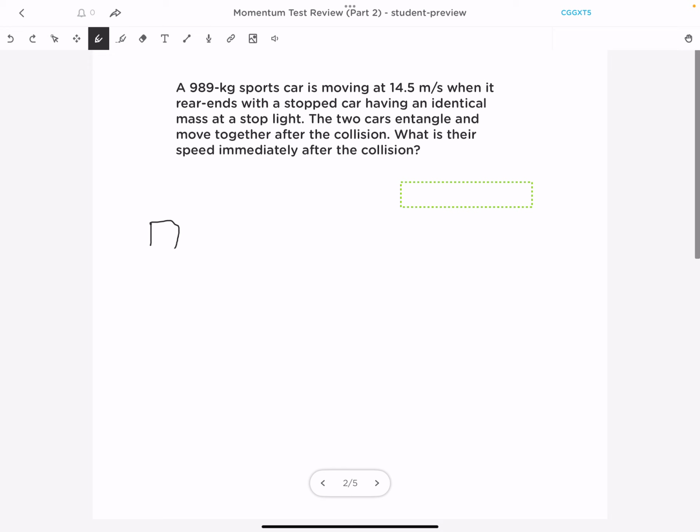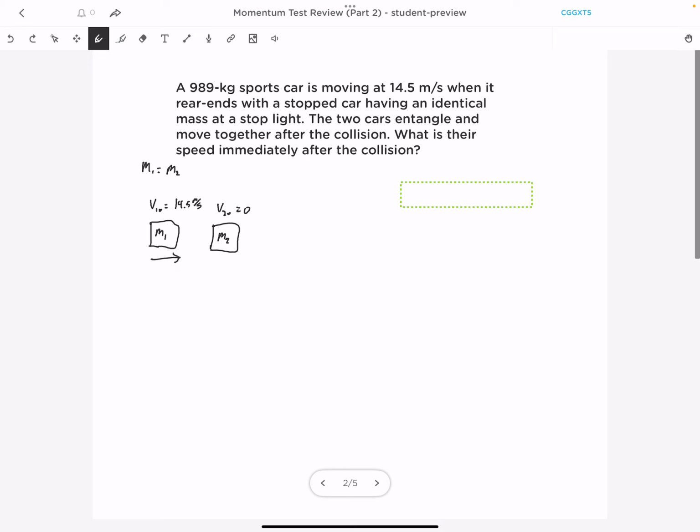Here we have a perfectly inelastic collision where the two cars are going to stick together, right? So here we have M1, we have M2. We know that they have to equal each other, right? Because it says so in the problem. So M1 is equal to M2, so they have identical masses. V2 naught here is equal to 0, and then V1 naught is equal to 14.5 meters per second, right?